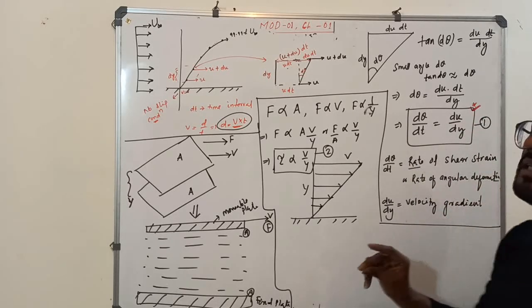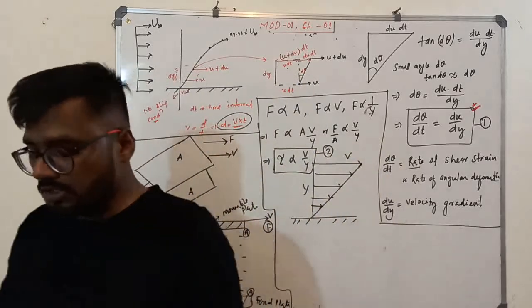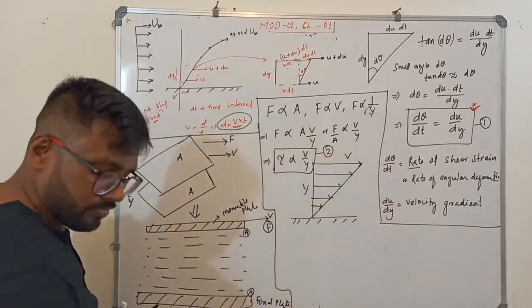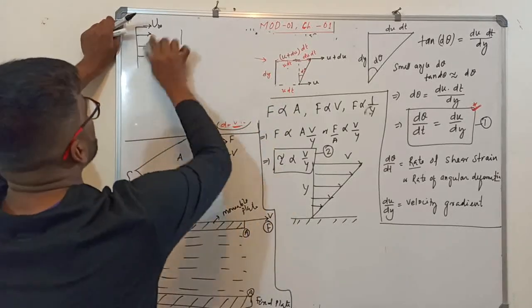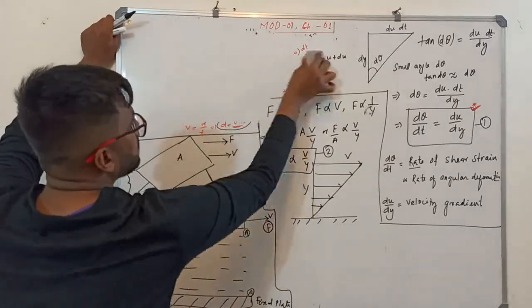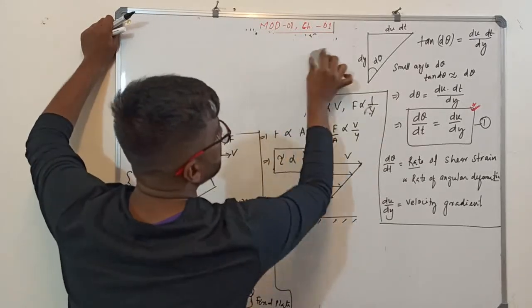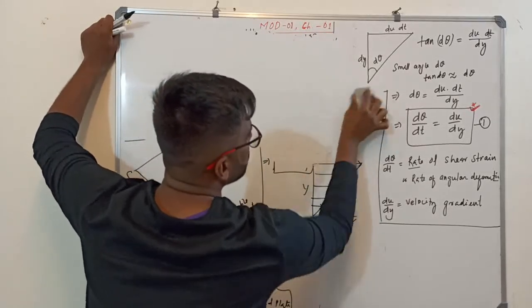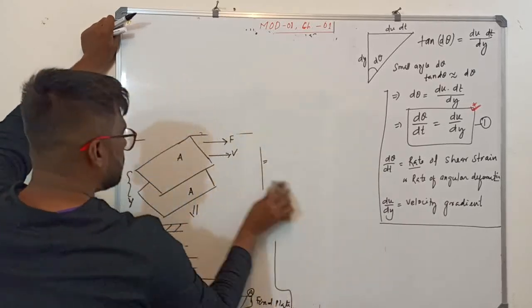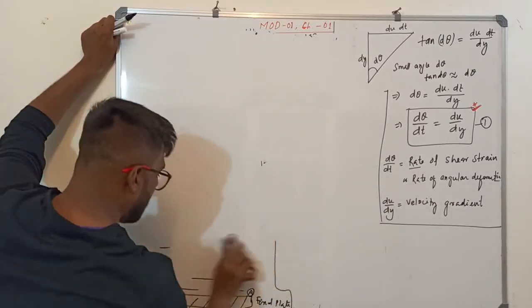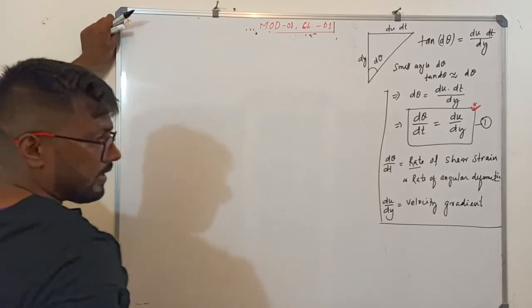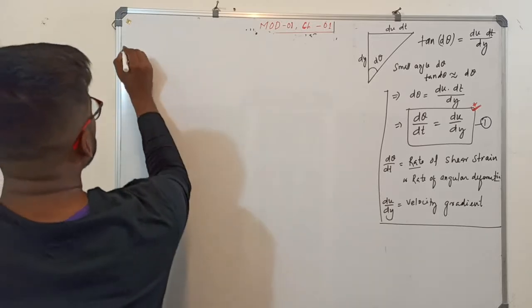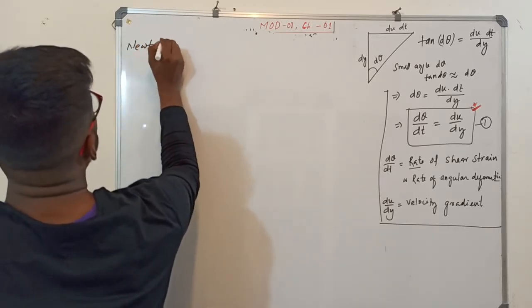If you are not writing this, you will lose marks, because questions come on this constantly. So note it down, pause the video and note it down. Okay, so what did Newton's law of viscosity say? The shear stress required to maintain the fluid flow is directly proportional to rate of shear strain, or rate of angular deformation, or velocity gradient.